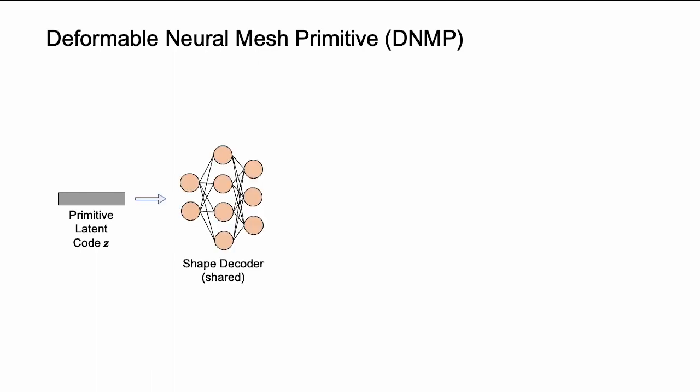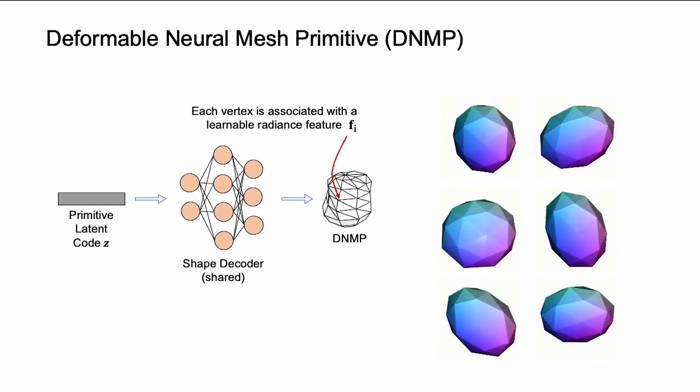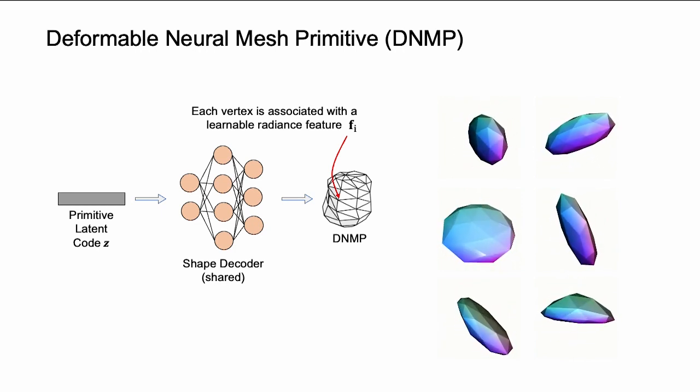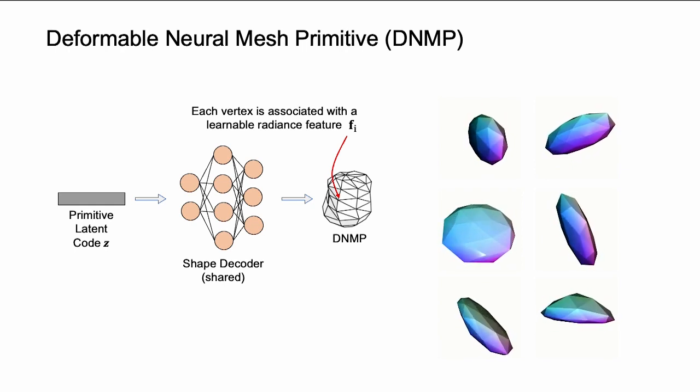In this paper, we propose deformable neural mesh primitive. Given a compact primitive latent code Z from a learnt latent space, we adopt a pre-trained shape decoder to decode Z to a DNMP, an enclosed mesh with associated learnable vertex radiance features. By optimizing the latent codes, DNMPs can be deformed into various basic shapes, which can be used to compose scene structures.